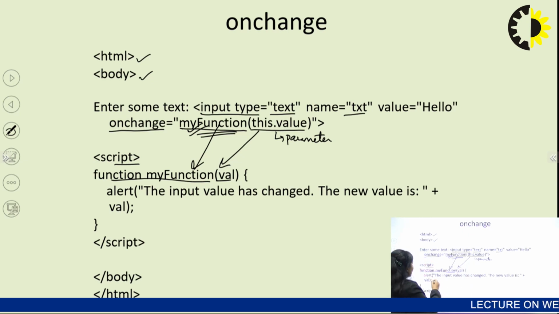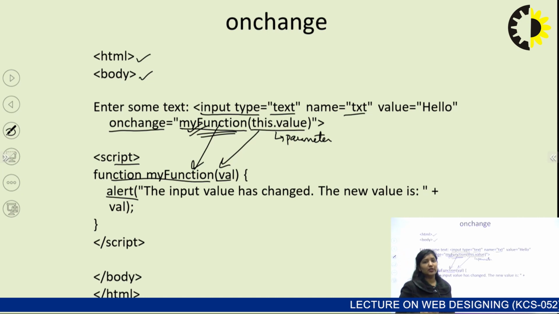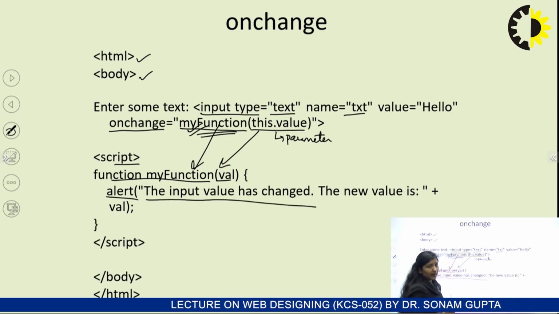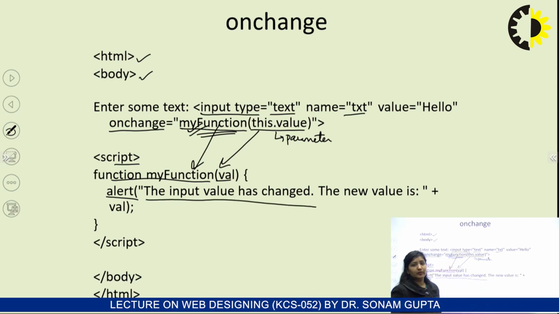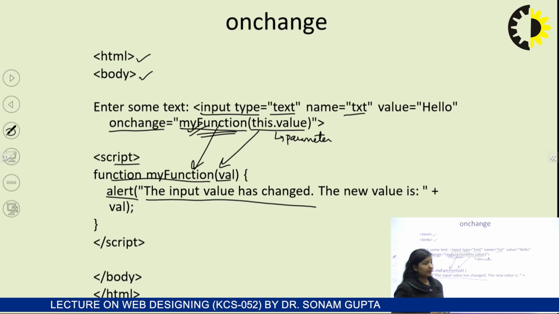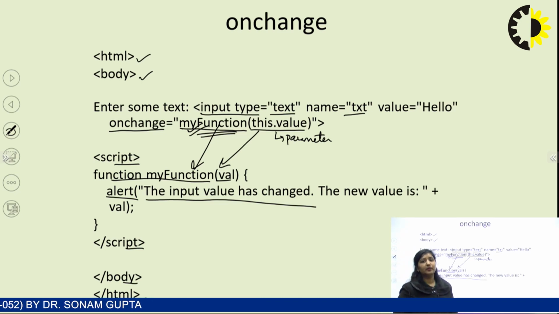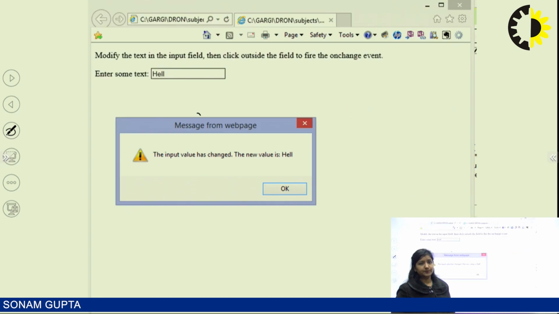Now, we have an alert box. Whenever a change happens, the alert box will appear, and the output will be that the input value has changed, and the new value is whatever value we pass in the input text; that will be visible. Then this script tag is closed, after this the body tag is closed, and the HTML is closed. Now, let us see what the output will be when we run this particular code.